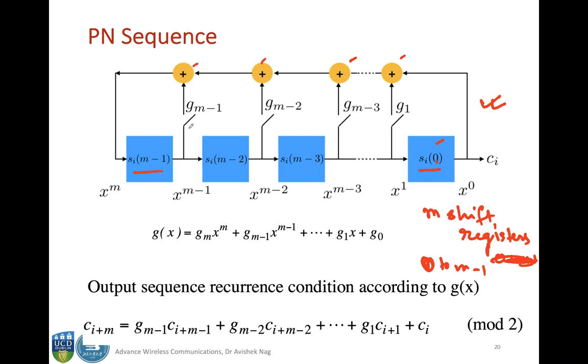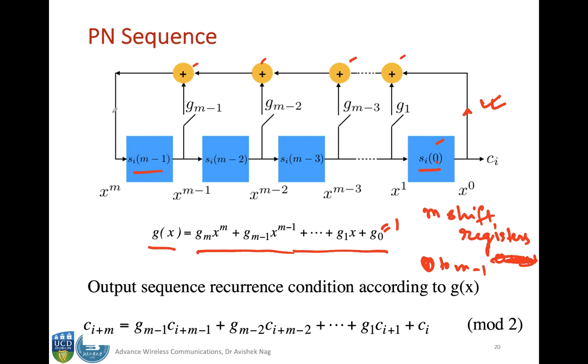And then here you have different switches, okay? And if you want to write down the generator polynomial of this PN sequence, then this will be written in this way. And if one of these switches is closed, that means that particular Gi is 1. If the switch is open, then that Gi is 0. So you can see G0 is this one. So this is always closed. So G0 is always equal to 1.